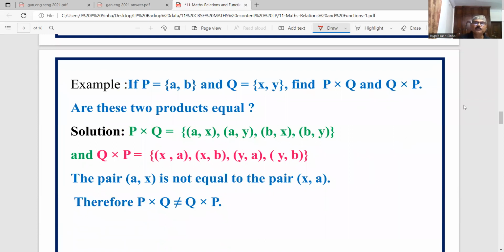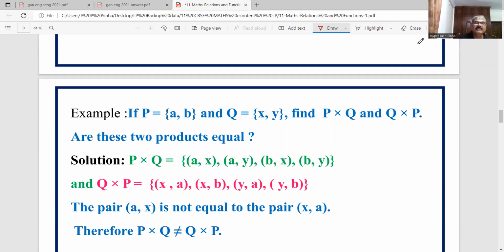Here we are going to prove. See, there is a question. If P is equal to {A, B} and Q is equal to {X, Y}, meaning P is a set whose members are A and B, and Q is a set whose members are X and Y, then find P cross Q and Q cross P, and we have to see whether these two products are equal. So first of all, we'll find P cross Q. First member will be AX, second member will be AY, third element will be BX and BY.